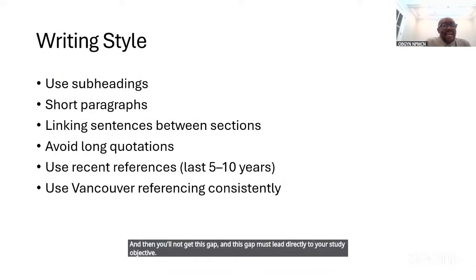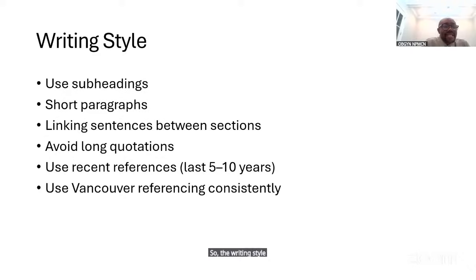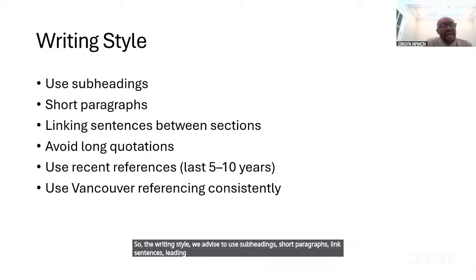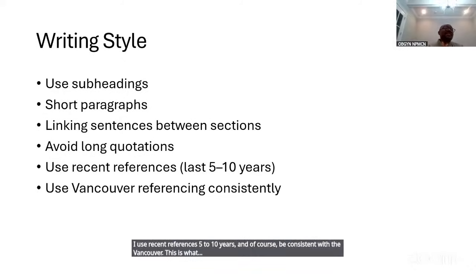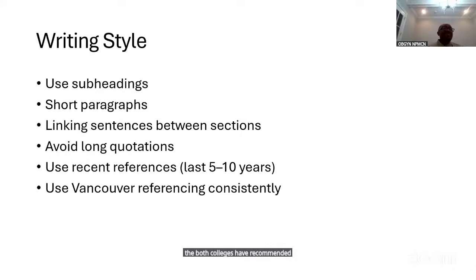So for the writing style, we advise you use subheadings, short paragraphs, and link sentences, let it flow. Avoid long quotations, use recent references, 5 to 10 years, and of course, be consistent with Vancouver. This is what both colleges have recommended. Vancouver referencing: know how to cite it in text and at the end.